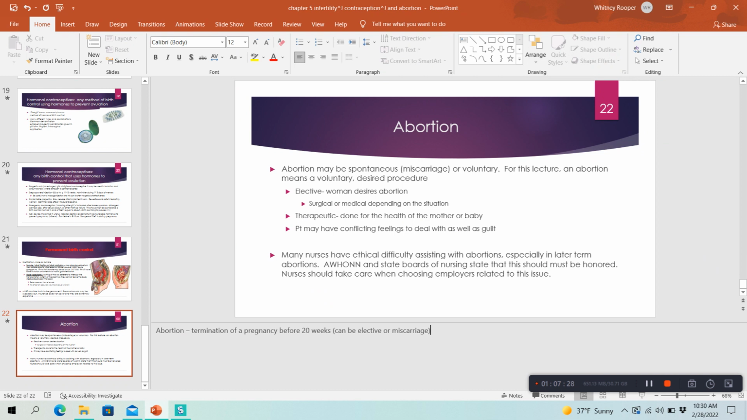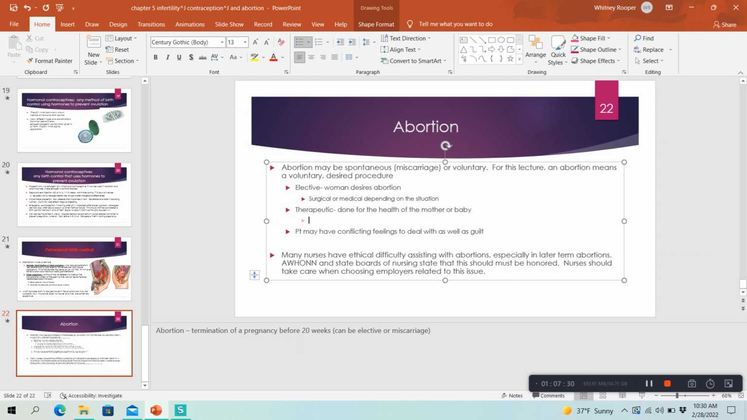In the case of ectopic or tubal pregnancy, sometimes we'll give the mother methotrexate, which is a chemo drug, which will cause the pregnancy to not survive. And that's another method. So it can be medical via medication, it can be surgical via emptying the uterus. Either way, and therapeutic can be done for the health of the mom or baby.